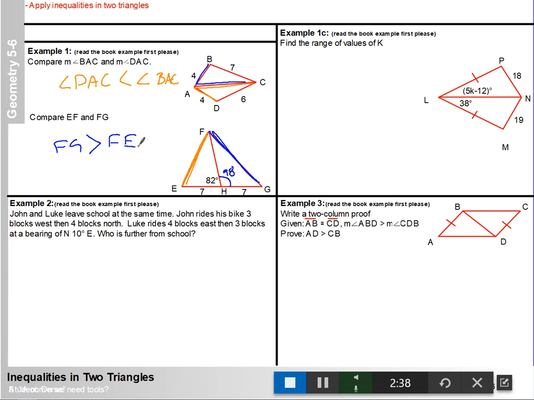John and Luke leave school at the same time. Example 2. John rides his bike 3 blocks west, then 4 blocks north. Luke rides 4 blocks east, then 3 blocks at a bearing of north 10 degrees east. Who is farther from school?